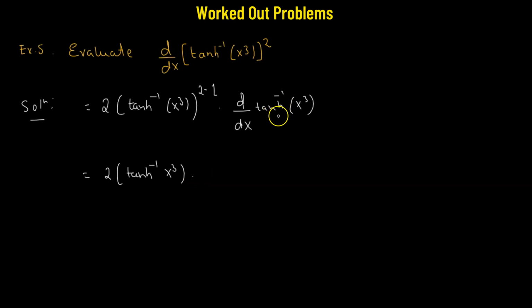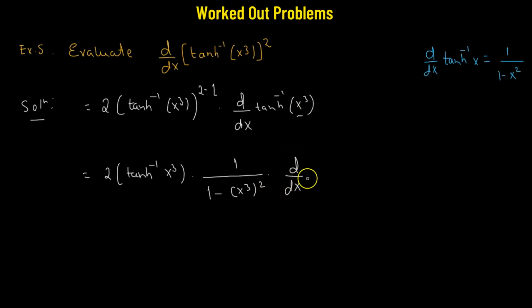what is the derivative of the inverse hyperbolic tangent function? So let's make a note of that. The derivative of our inverse hyperbolic tangent function is given by 1 over 1 minus x squared. So we'll use this particular fact. So this will give us 1 over 1 minus x cubed squared. Here we are treating x cubed to be equivalent to x, but since this is not, we need to multiply it to the derivative of x cubed.